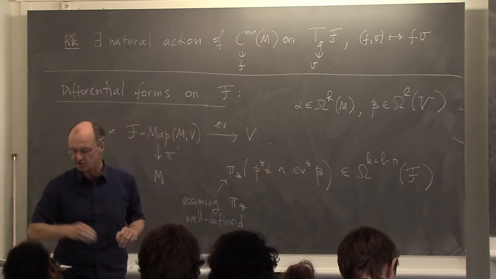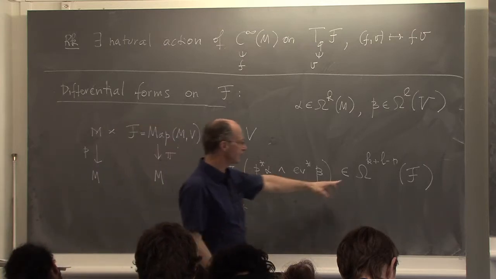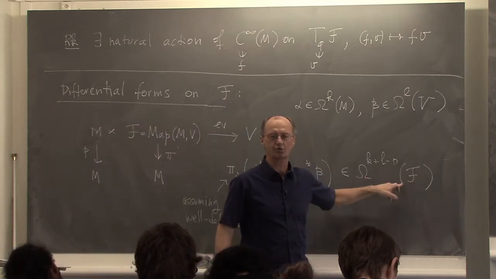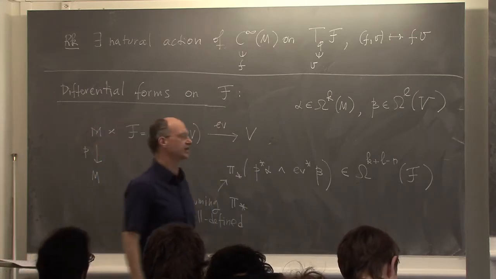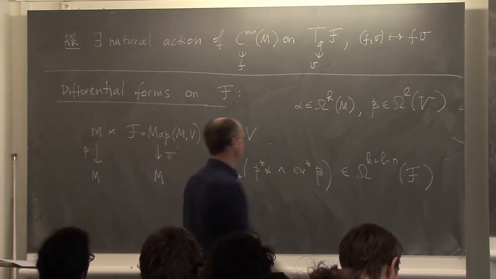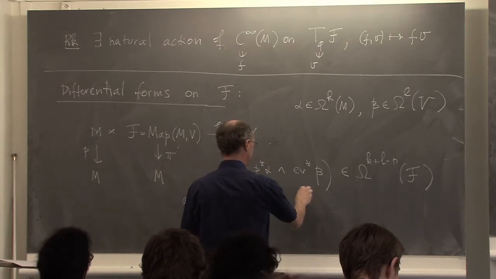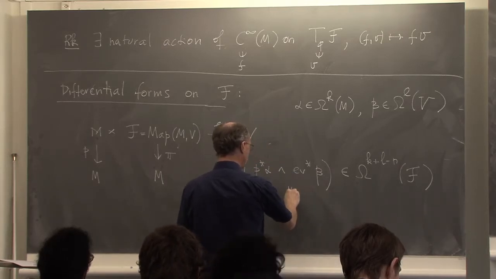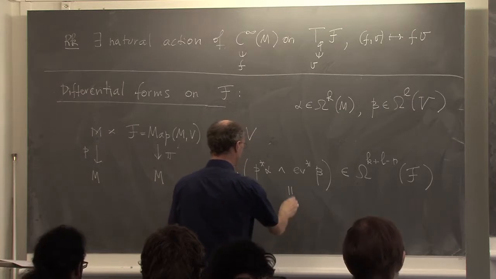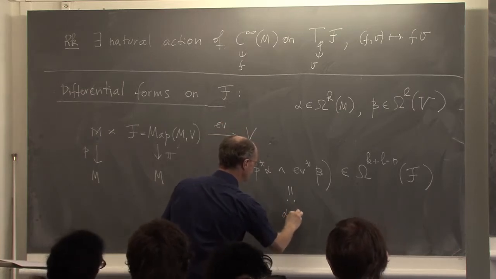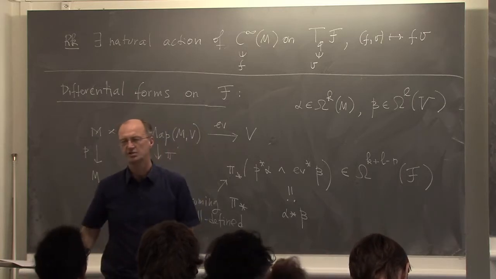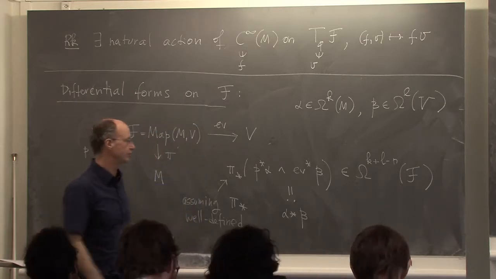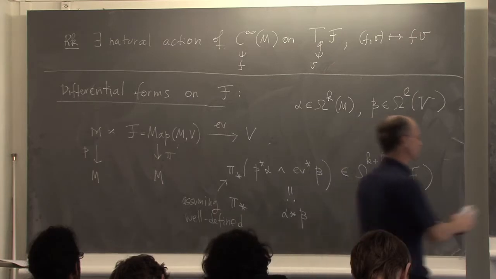So I'll introduce a little bit more notation, and I will say one word on how you can perhaps understand it in a little bit more mathematical fashion. So this is, I'm not sure there is a standard notation. Let me denote it alpha star beta. And this is one of the standard constructions how you build forms on the space of maps.